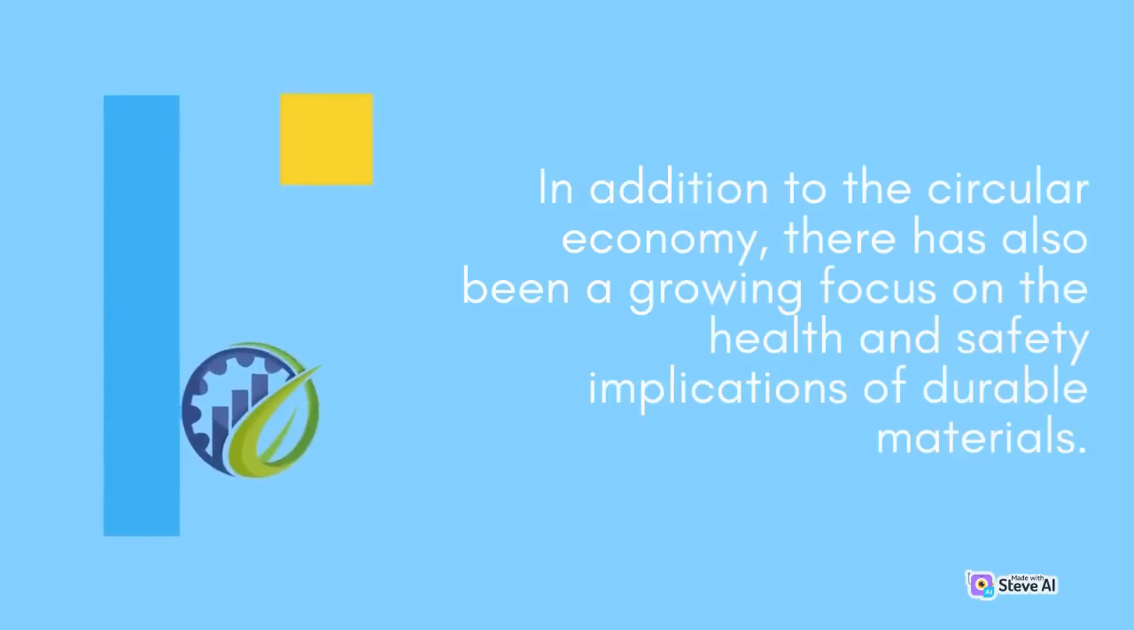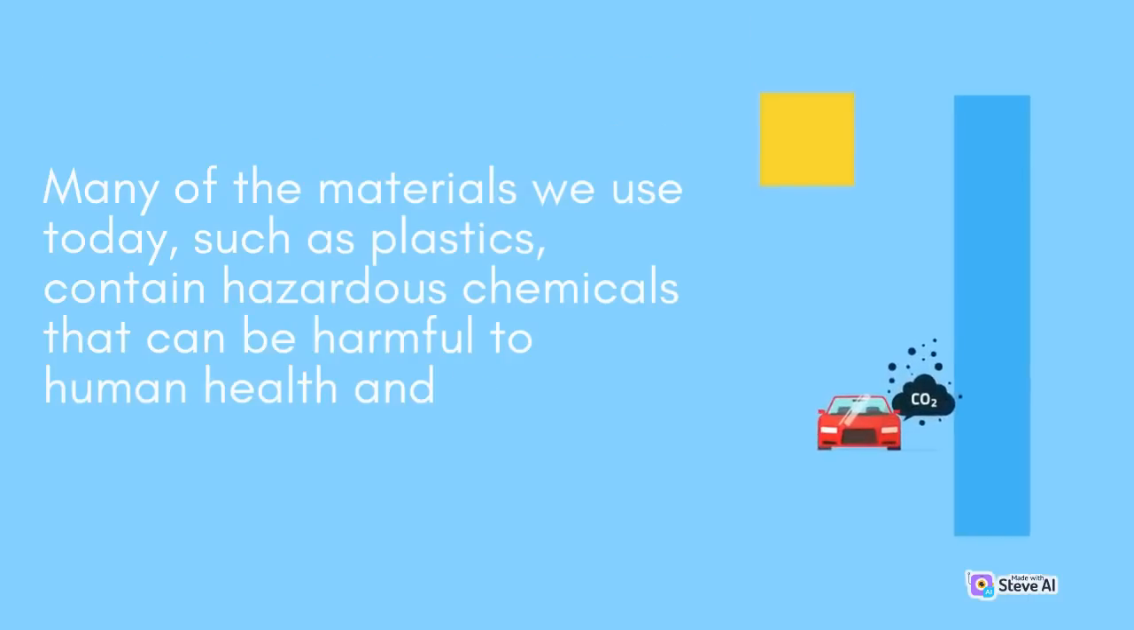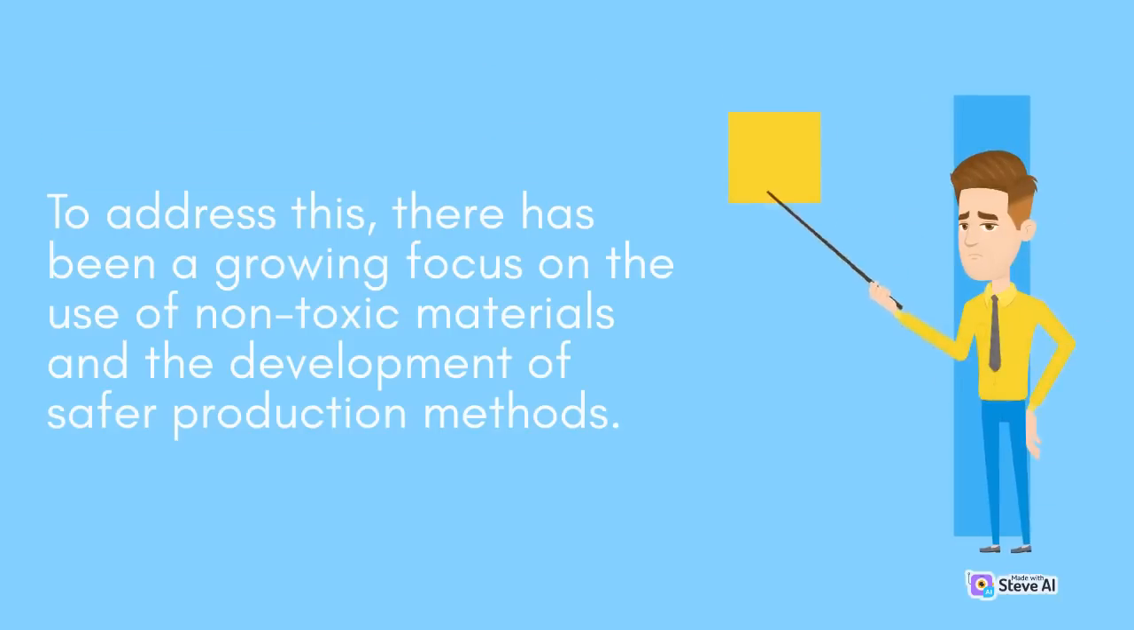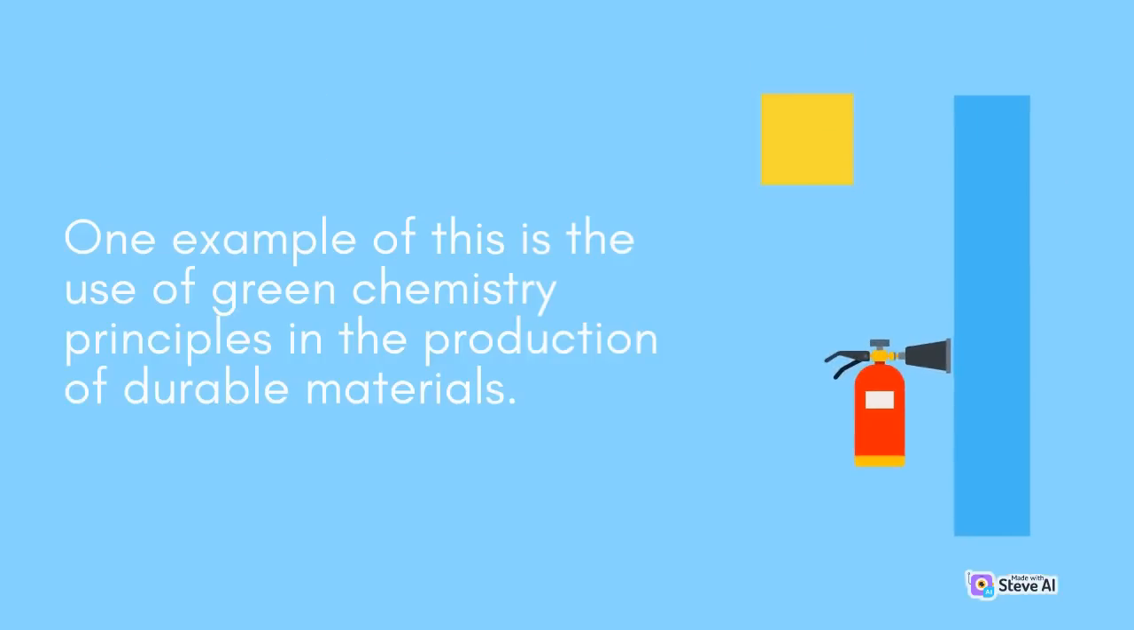In addition to the circular economy, there has also been a growing focus on the health and safety implications of durable materials. Many of the materials we use today, such as plastics, contain hazardous chemicals that can be harmful to human health and the environment. To address this, there has been a growing focus on the use of non-toxic materials and the development of safer production methods. One example of this is the use of green chemistry principles in the production of durable materials.